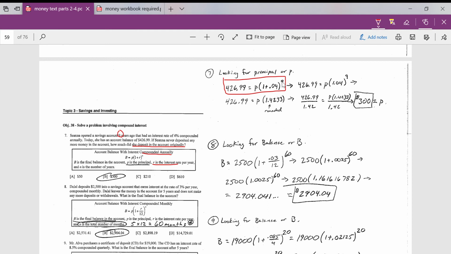Now when we have numbers on both sides, there's nothing we can do on the left side right now. The 426.99 is going to stay there. We need to do these steps here and then look at solving. So the first thing we're going to do, order of operations, we're going to add up the parentheses. So we take 1 plus 0.04, so that's where I get this number. Now the next step, we have to take care of this exponent.